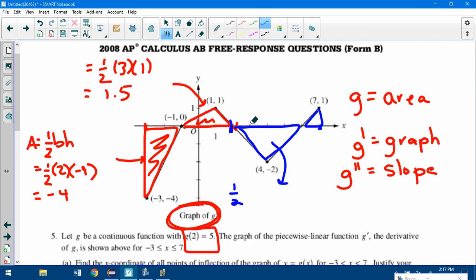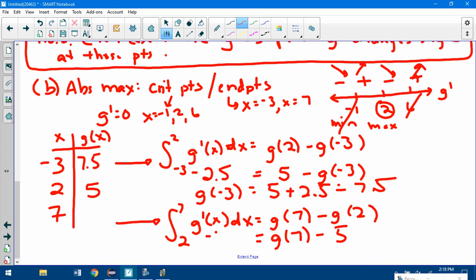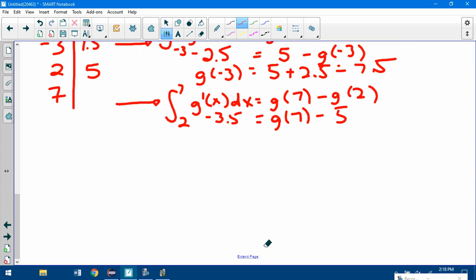1/2, what's the base? 1, 2, 3, 4. 4 times the height is negative 2. So it's going to end up being negative 4. This is 1/2. The base is 1. The height is 1. So that's just 1/2, or 0.5. So if I've got negative 4 plus 0.5, what's that? Negative 3.5. And when I add this 5 over, 5 minus 3.5 is 1.5.